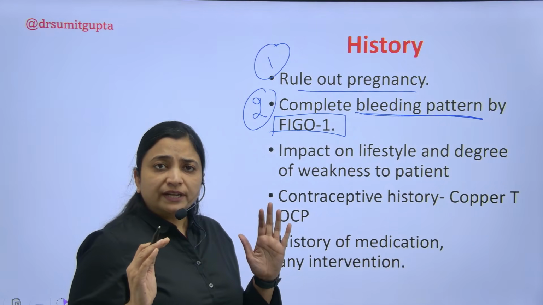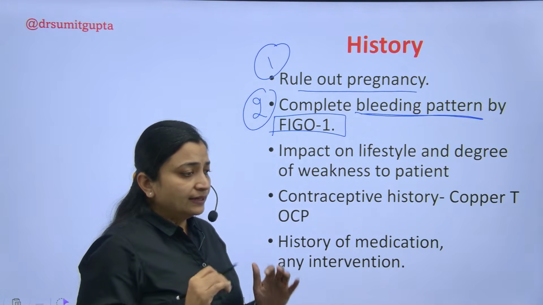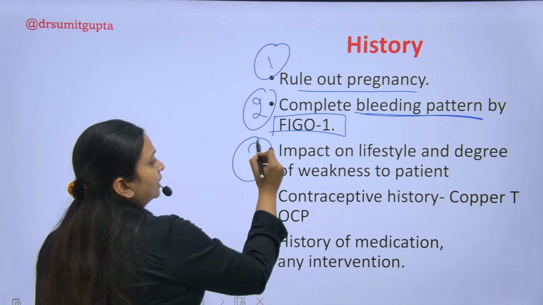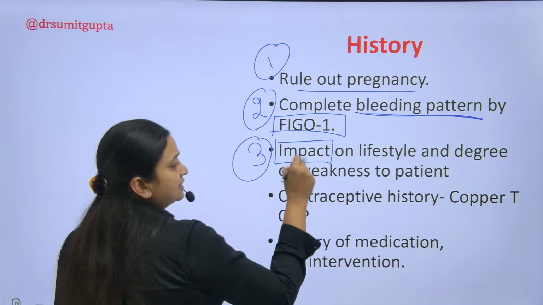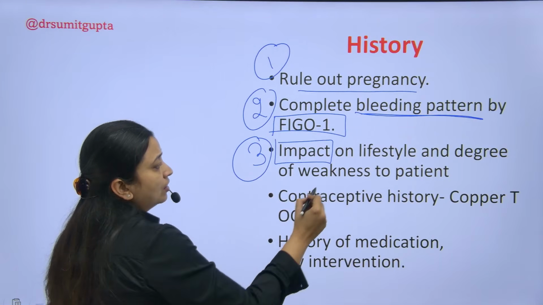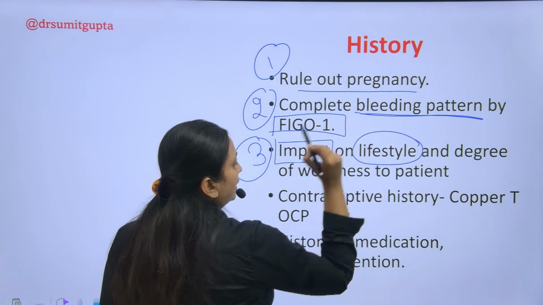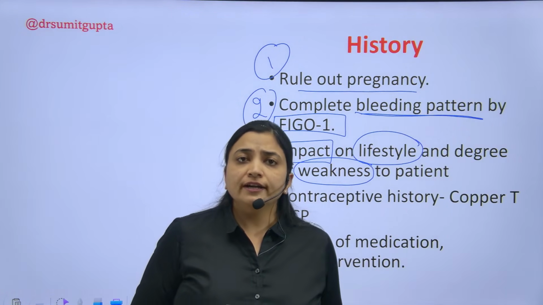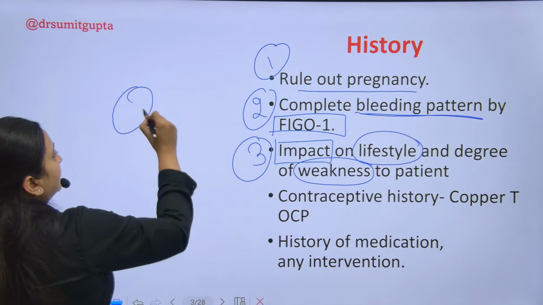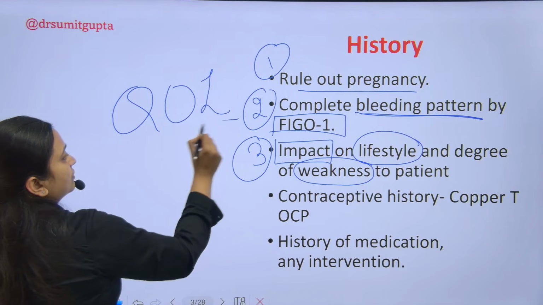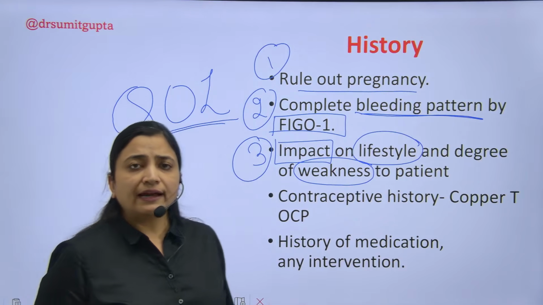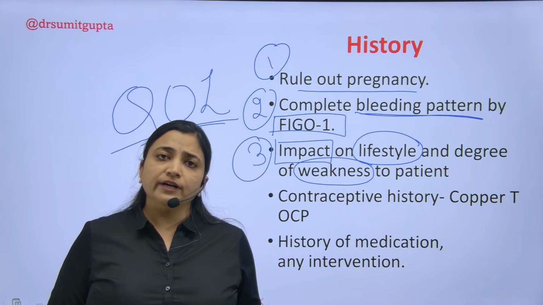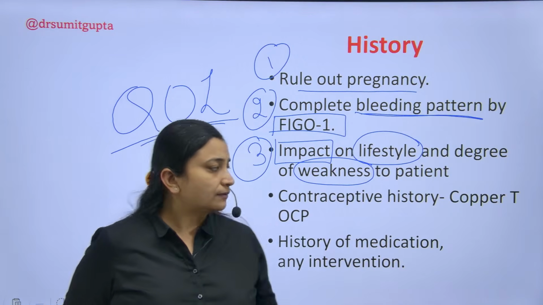After listening to the complete bleeding pattern, we make a picture in our mind that yes, we are dealing with something. Now the third question will come, that what impact that disease or that complaint has made on the lifestyle of the patient, and what is the degree of weakness she feels in her body. Quality of life. There is a word, quality of life, which is a new thing in our profession, that anything which changes or degrades the quality of life of the patient needs to be treated.